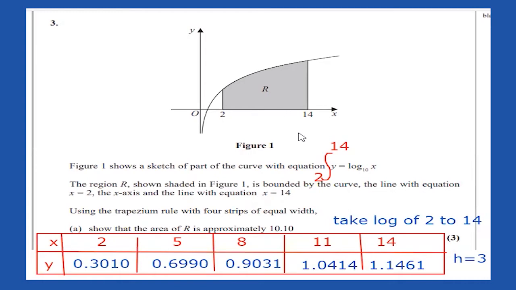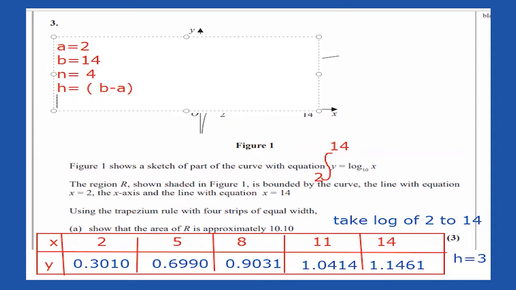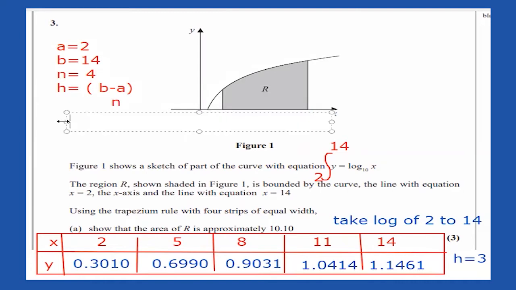Now, when we do that, we want to find out certain basic information, which would be that a is equal to 2, b is equal to 14, and the number of strips is 4. So in order to find h, the formula would be (b minus a) over n, which is going to give us 14 minus 2 over 4, which is equal to 3. So here we have h equal to 3.